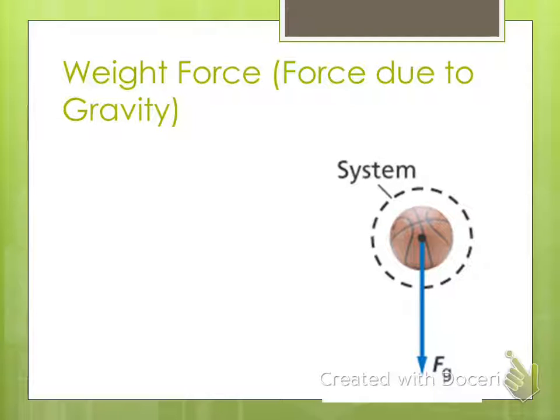We're going to talk about the weight force, or the force due to gravity. In our everyday life, we use the term weight incorrectly. When we think of weight, what do we think of? How heavy something or our body is, or in pounds. But weight is realistically how gravity affects a chunk of mass. So weight is really a force.